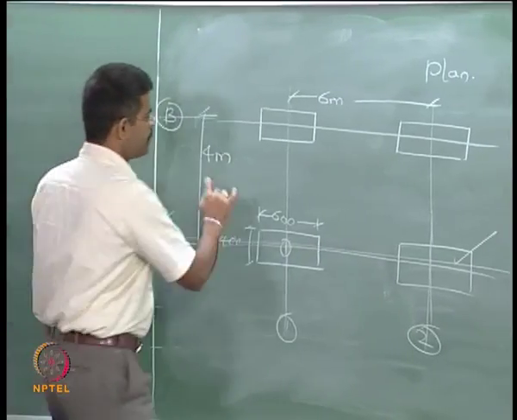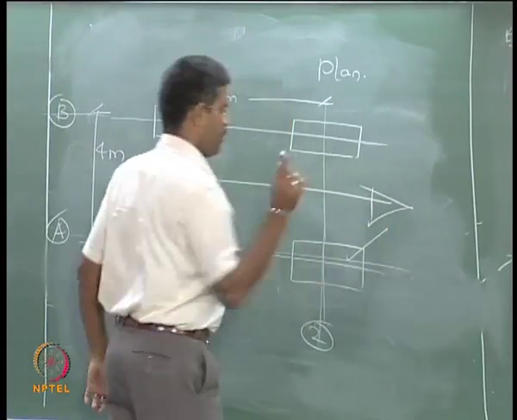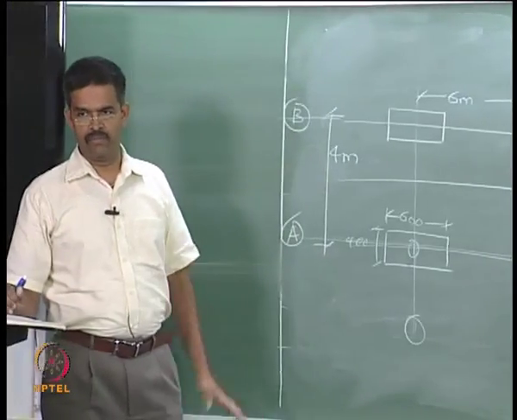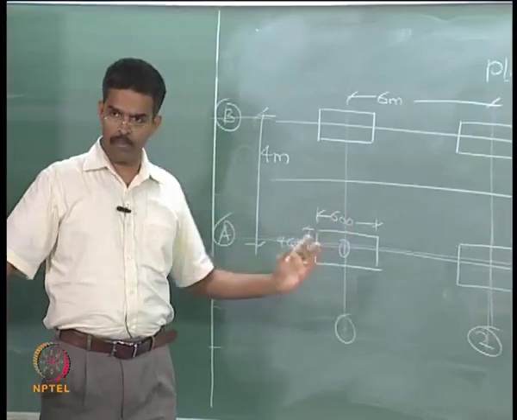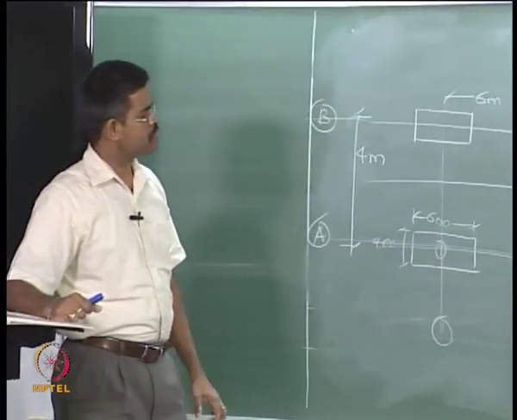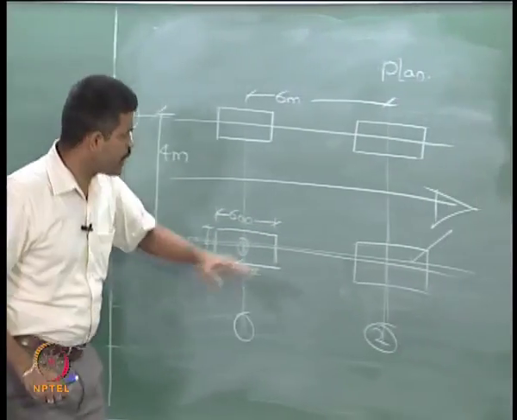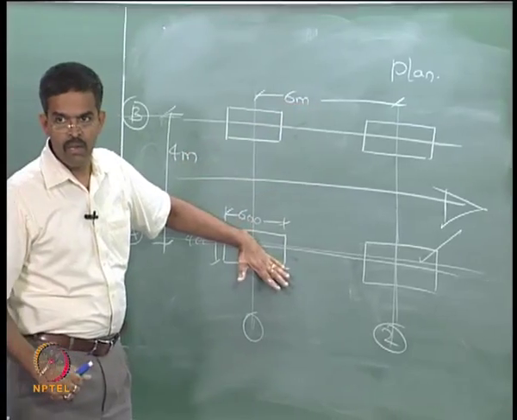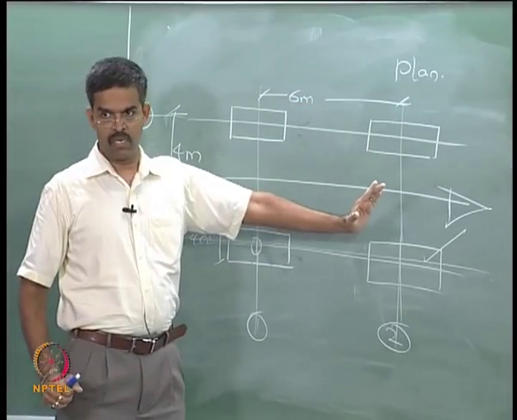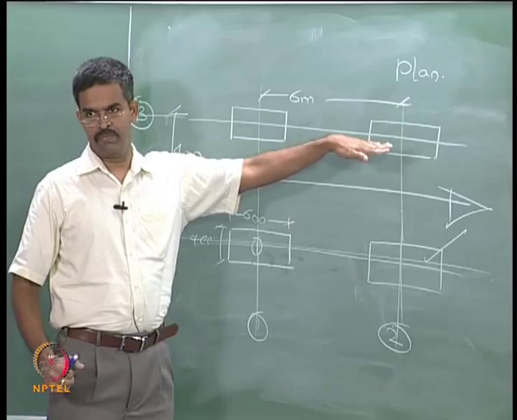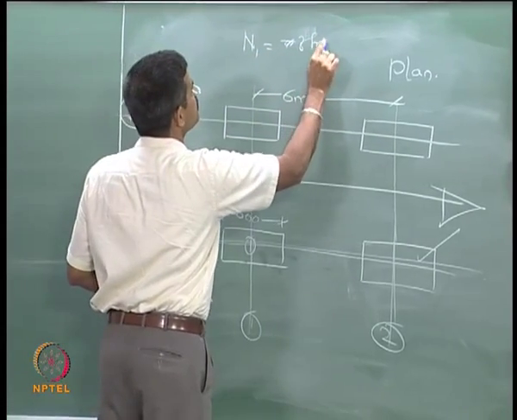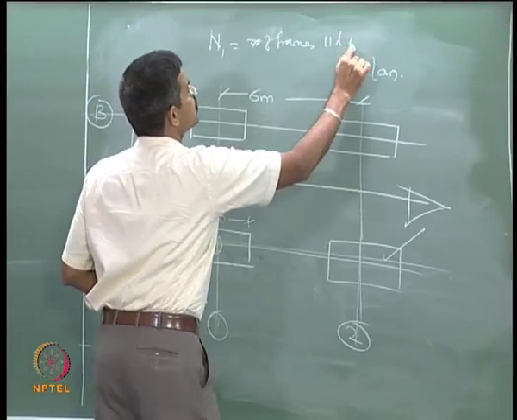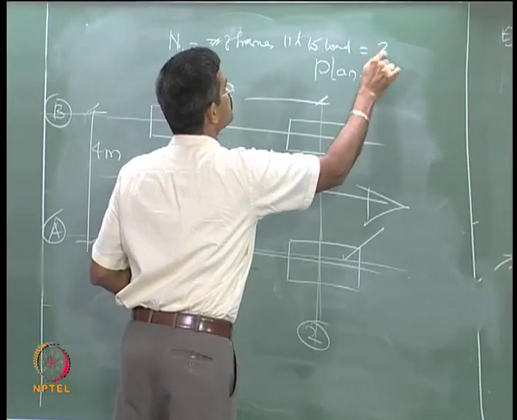Okay. This is my predominant loading direction, maybe the x axis, a unidirectional wave load. It is the predominant load direction for me. So I have got 2 frames which are parallel to my load direction, A frame and B frame. So N1 is the number of frames parallel to loading, which in my case is 2.